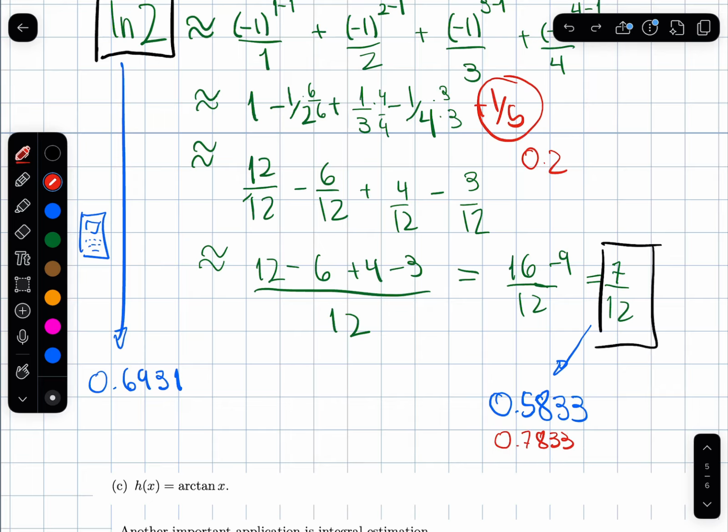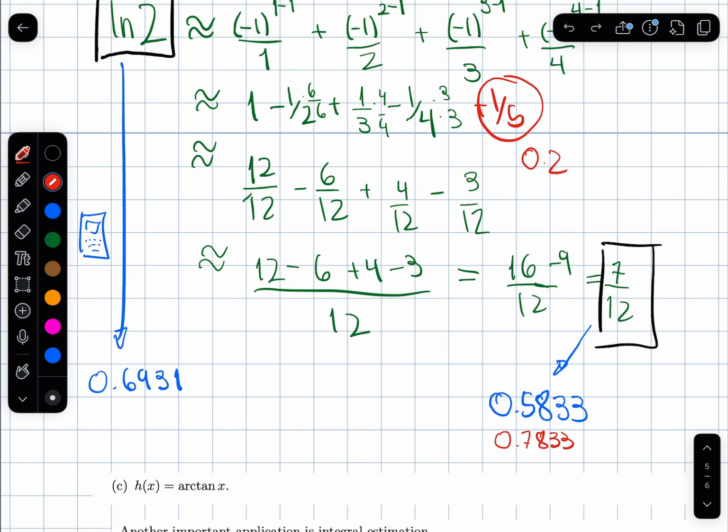But we're closer, right? We were about 0.12 away, just about 0.11. Now we're under 0.08 away from the answer. So just add more and more and more until you're happy with how close you are. And we're going to talk about estimating how far away you are later on.